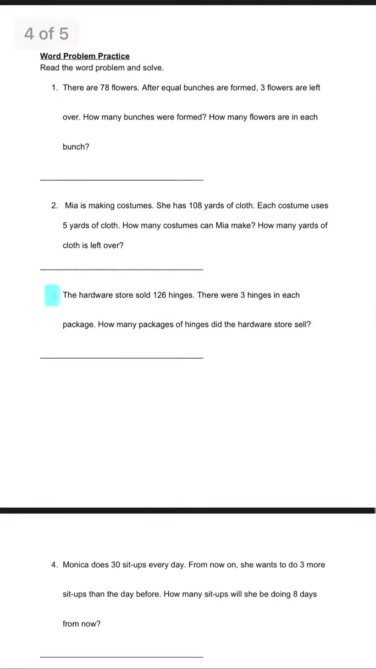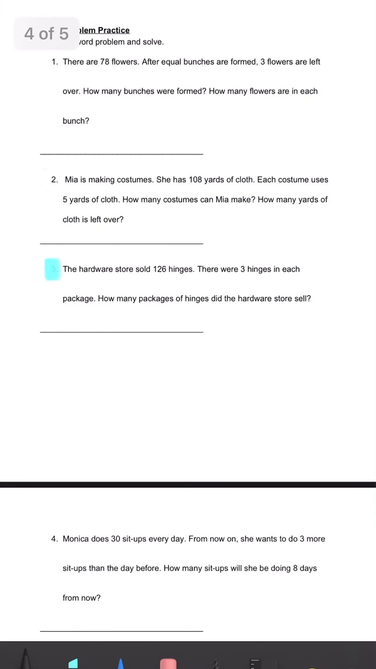Okay, now we'll move on to the last page and do number 3. The hardware store sold 126 hinges. There were 3 hinges in each package. How many packages of hinges did the hardware store sell? So we have a total of 126 hinges, but there are 3 hinges in each package. So we'll be doing 126 divided by 3.